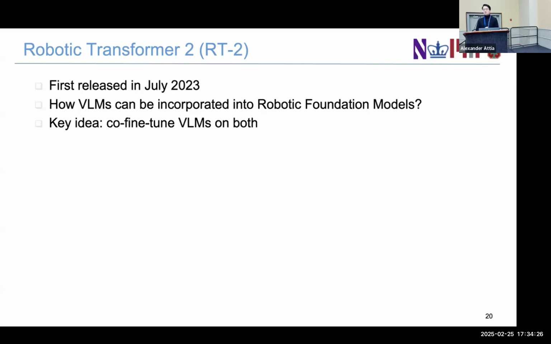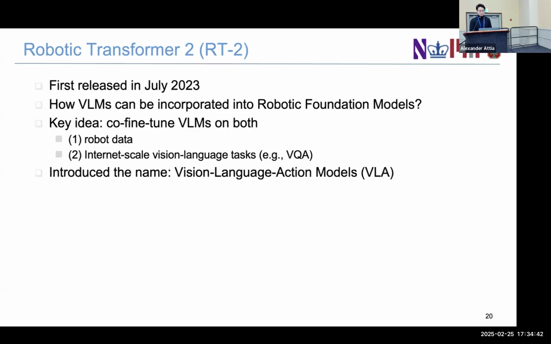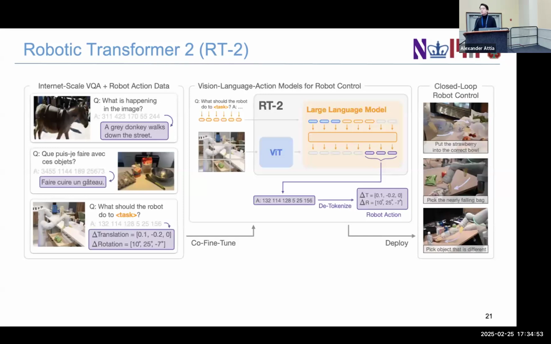And the key idea they propose is the so-called co-fine-tuning process, where they co-fine-tune this VLM on both the robot data as well as internet-scale vision-language tasks, for example visual question answering. This paper is also the first to introduce the name vision-language-action models, VLAs, which people now commonly use.